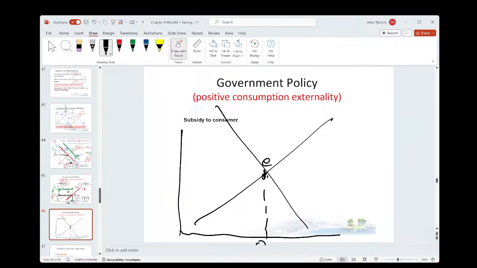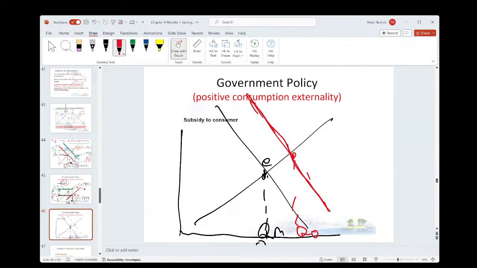And we know that there is an extra demand for the product. And so we know that the true optimum is at QO. The optimum is at QO. Here we are, at QO. Now the question is, how are we going to move the demand curve out there?